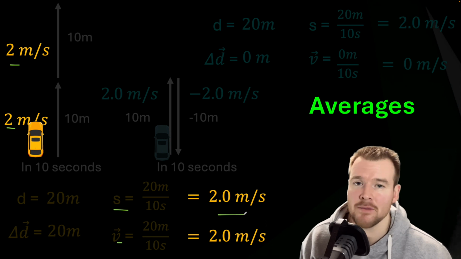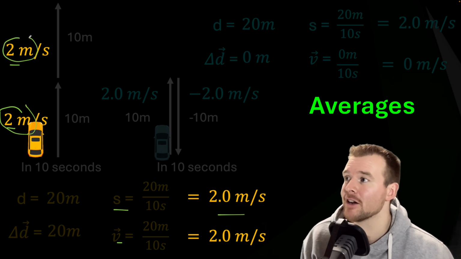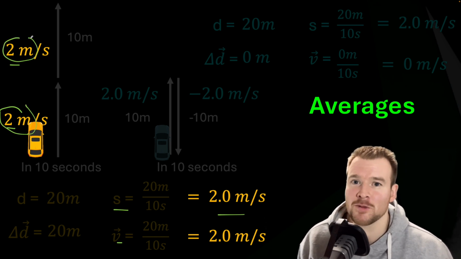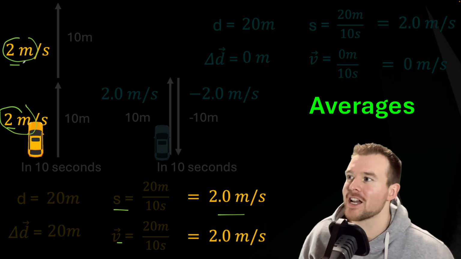In that case, if I wanted to calculate how fast it was going here, my calculations for speed and velocity gave me that number. Why does that work? I thought these were calculating averages. Well, I'm going at 2 meters per second the entire time. My average is 2 meters per second. My average and my constant speed are the same value. 2 meters per second, 2 meters per second, 2 meters per second the entire time.